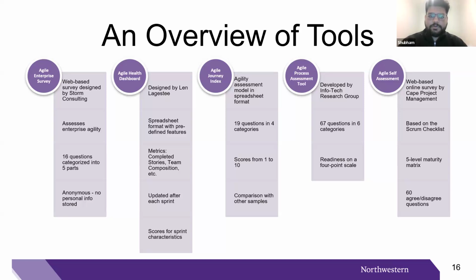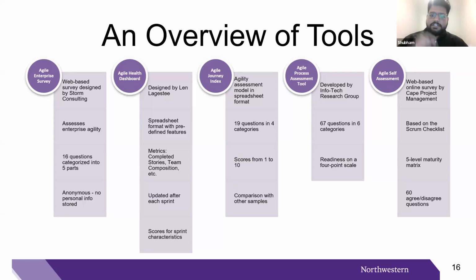Then we have a health dashboard that is in a spreadsheet format, and it evaluates based on the number of stories you have completed and your team composition, and it is updated after each sprint. It produces results for every sprint that you go through. So it's a very nuanced tool compared to other agile tools that we'll be looking at, as in, it would just tell you how your sprint is doing versus the wider agile principles, or the development areas that you might not be addressing.